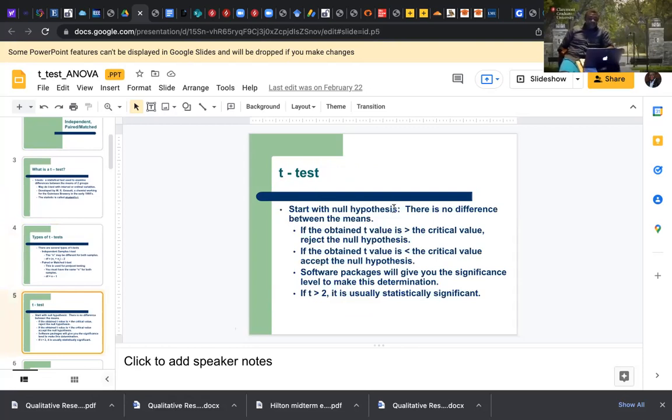So start with a null hypothesis that there's no difference. Then if the obtained t-value is less than the critical value, you fail to reject the null hypothesis. If the obtained value is higher than the critical value, reject the null hypothesis. The software packages will give you a significance level determination. So if t is greater than 2, then it is usually statistically significant.